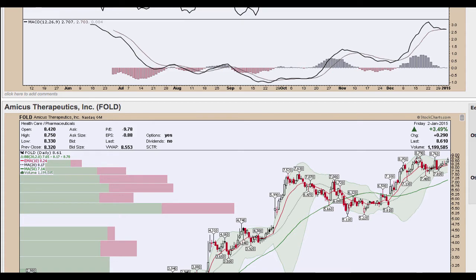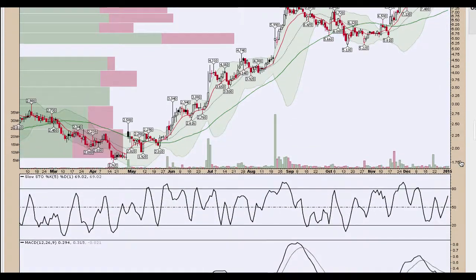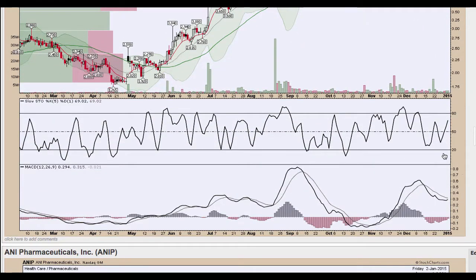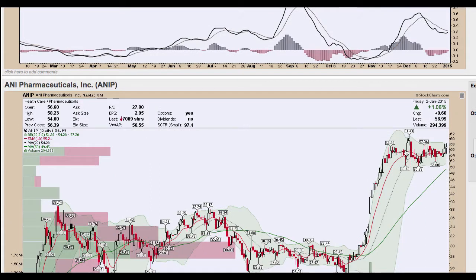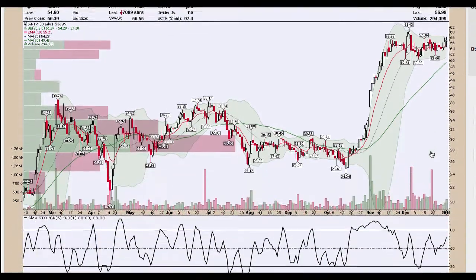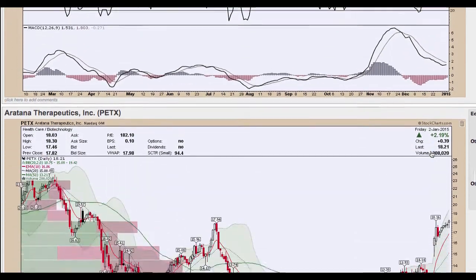Fold, playing around at these levels here. Triple top at the upper Bollinger Band. Slow stochastic continues to move higher. It looks like MACD is going to turn. ANIP, this one's moved sideways. The stock was upgraded, moving sideways. We're looking for a move higher. MACD's turning.